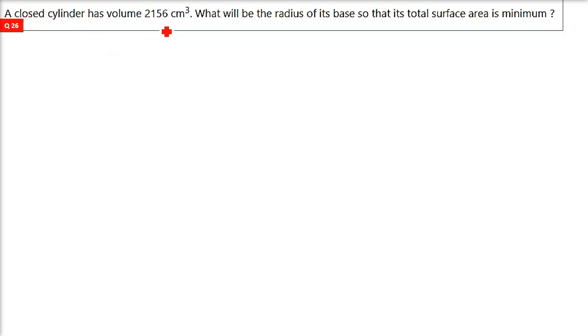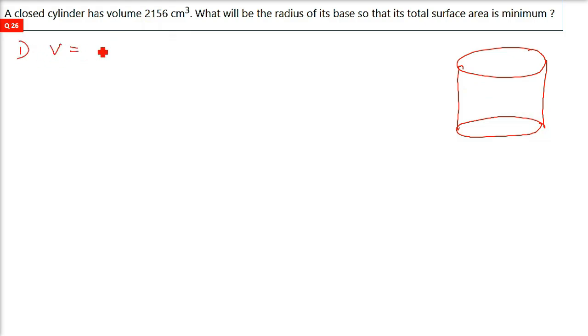A closed cylinder has a volume of 2156 centimeter cube. What will be the radius of its base so that its total surface area is minimum? So you can make a closed cylinder. Closed cylinder means the lids are closed. Volume is equal to pi r square h. This is small r, this is h.